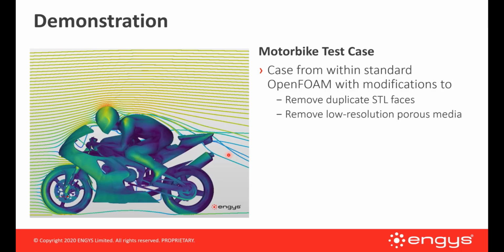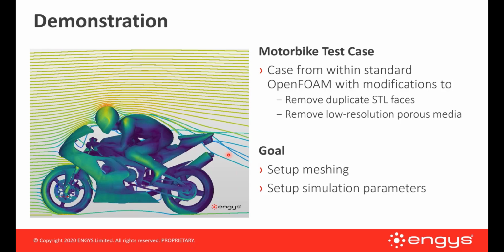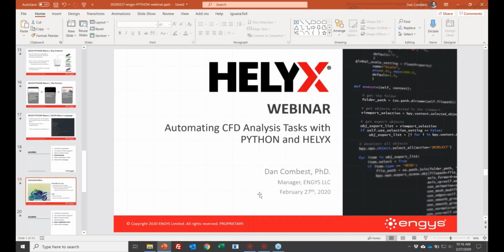There's some duplicate STLs, and then there's really poorly resolved porous media in there. So I removed that just to make things a little easier on ourselves. And the goal today is I want to set up the meshing, I'll set up the simulation parameters, and then we'll go from there. So let me exit out of this.